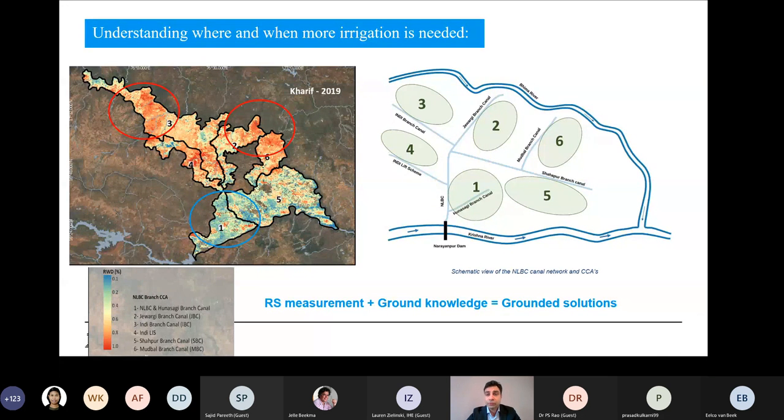This shows us that we need to think about distribution. And that distribution and that ground knowledge is important. So I would say the best method to get grounded solutions and good ideas for investment is to do the remote sensing measurements, yet collect very thorough ground knowledge. And then we have grounded solutions.